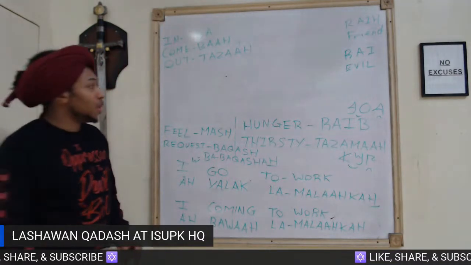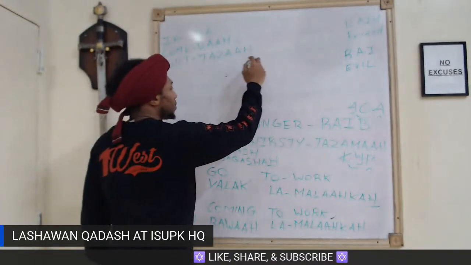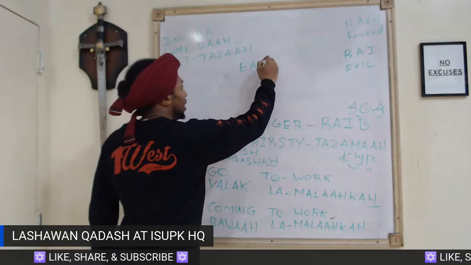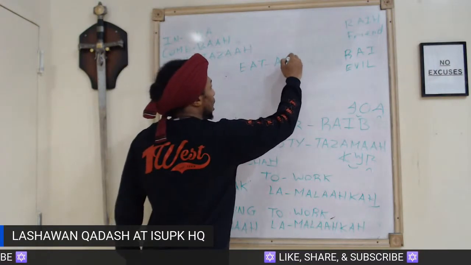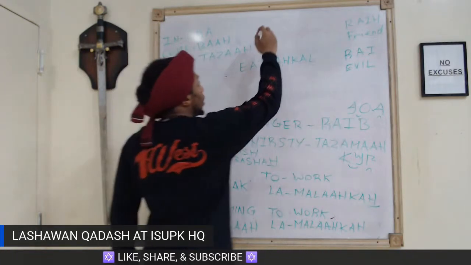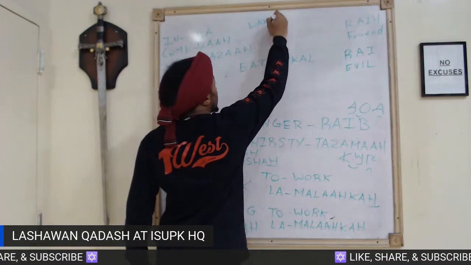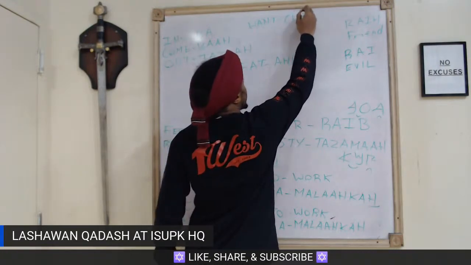Okay. So for hunger, you want to eat. Eat is cow. Before all of this, you need the word for want. Right? Want is kasar.